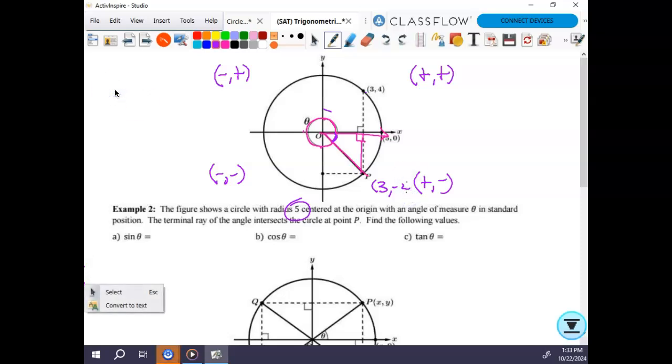I don't understand why this acts like it's out of ink sometimes. What is happening? Okay, that would be 3, negative 4. There we go. 3, negative 4.